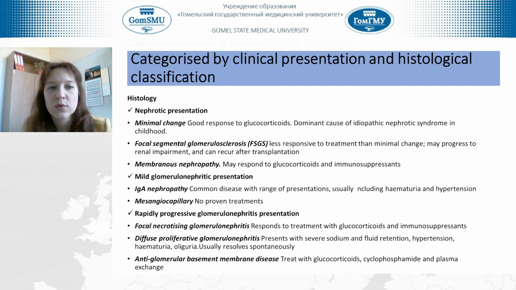Immunoglobulin A nephropathy is a common disease with a range of presentations, usually including hematuria and hypertension. Mesangiocapillary glomerulonephritis has no proven treatment. Focal necrotizing glomerulonephritis can respond to treatment with glucocorticosteroids and immunosuppressants. Diffuse proliferative glomerulonephritis presents with severe sodium and fluid retention, hypertension, hematuria, oliguria, and usually resolves spontaneously. Anti-glomerular basement membrane disease: treatment with glucocorticosteroids, cyclophosphamide, and plasma exchange.